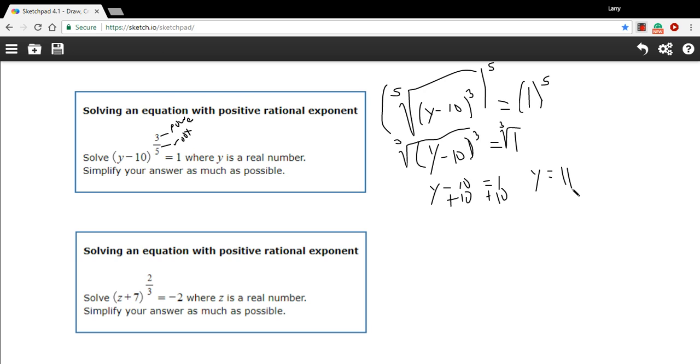Might want to just double check this, putting it back in the original problem. If I put 11 in here, I get 11 minus 10. That's 1. 1 to any power is still 1. So that checks out. Let's try this next one.